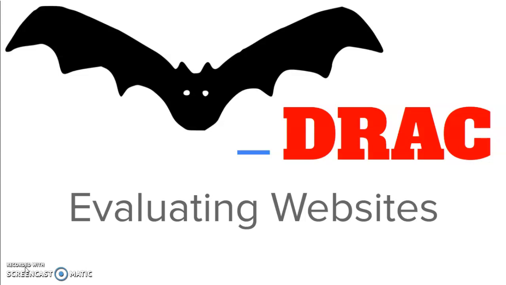So when we're looking at a website, let's say we're going to do a website for a school project, we need to look at four things. And those four things are domain, relevancy, authority, and currency. We're going to take a look at each of those.